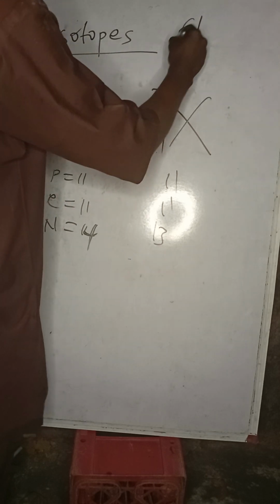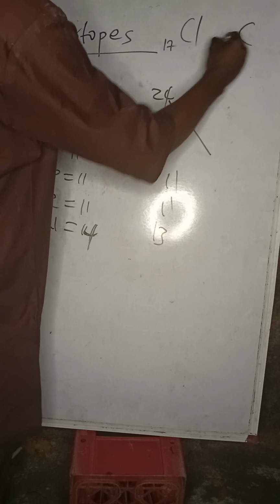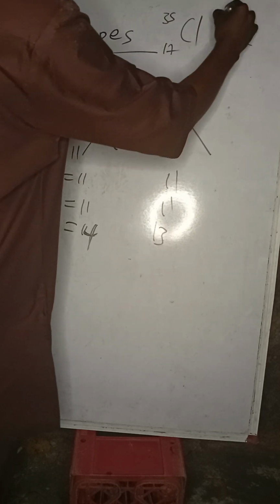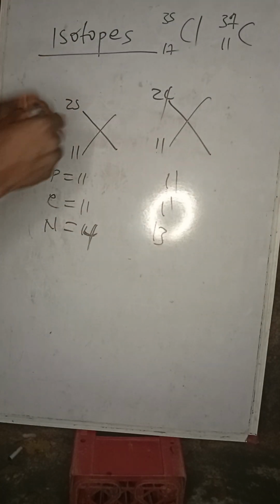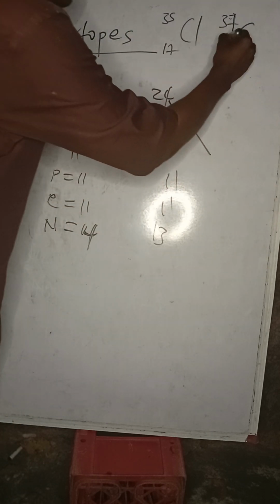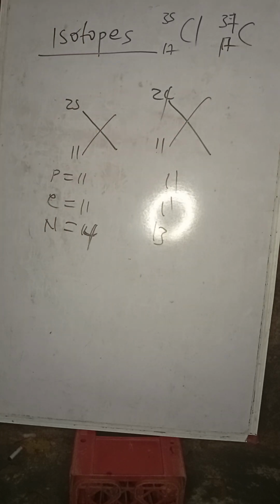Another common isotope in nature is chlorine: chlorine 35, 17, and chlorine 37. Chlorine 37 and chlorine 35 are a typical example. This is chlorine 37, please take note. So they are examples of isotopes.